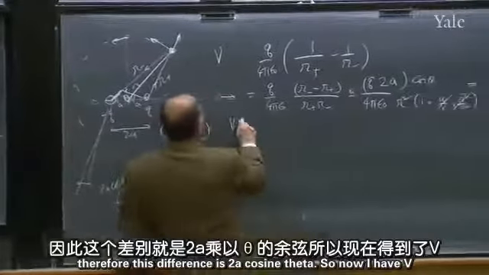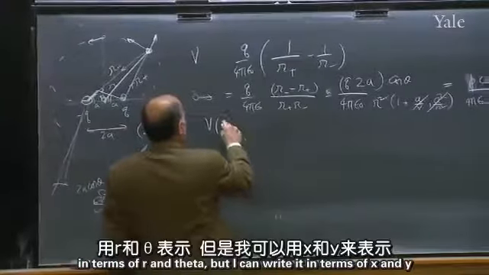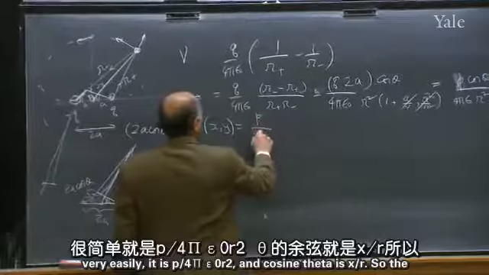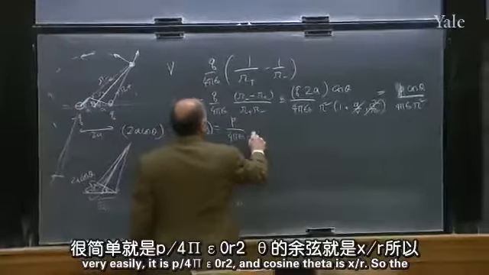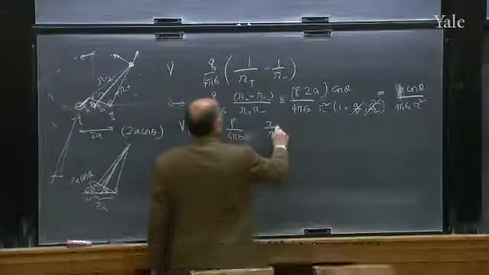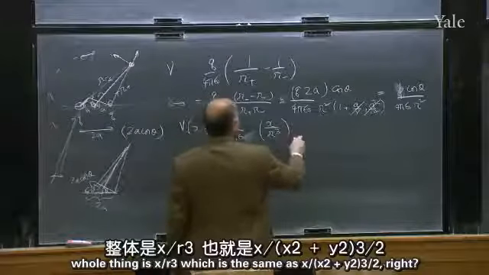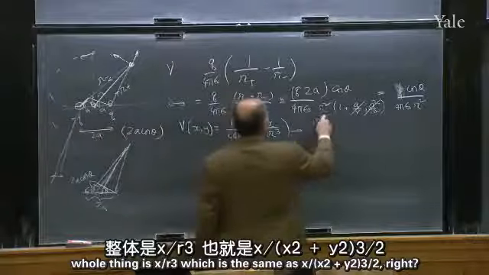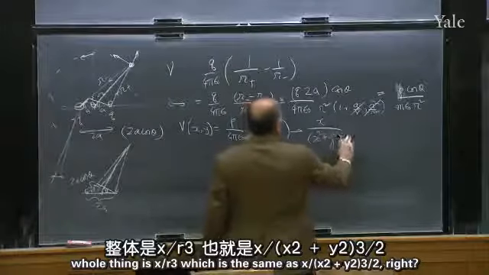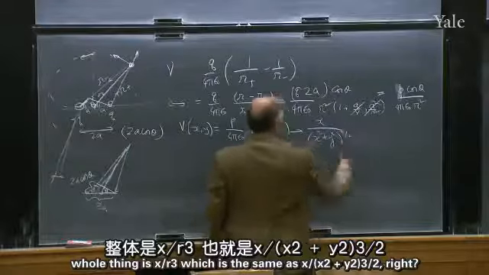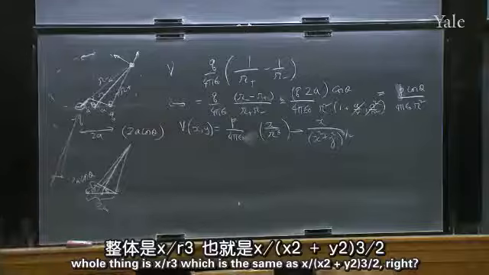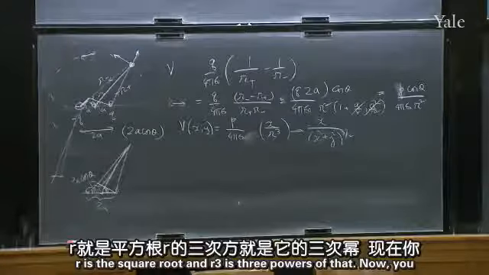So now I have v in terms of r and theta, but I can write it in terms of x and y very easily. It is p over 4 pi epsilon 0 r squared, and cosine theta is x over r. So the whole thing is x over r cubed, which is the same as x over x squared plus y squared to the 3 over 2. Right? R is the square root, and r cubed is 3 powers of that.